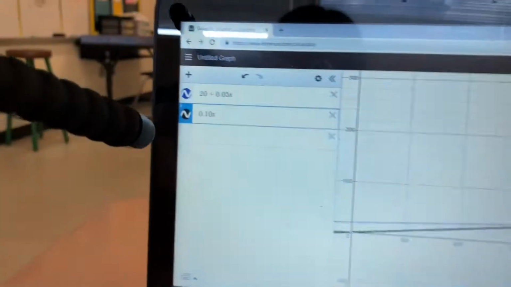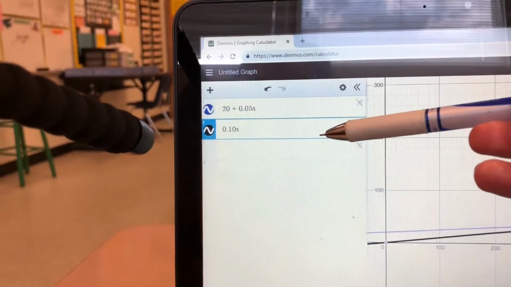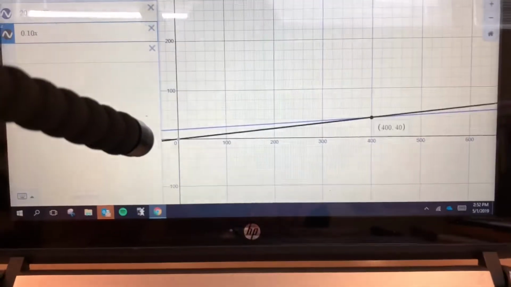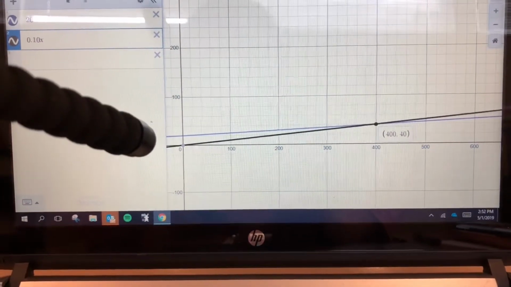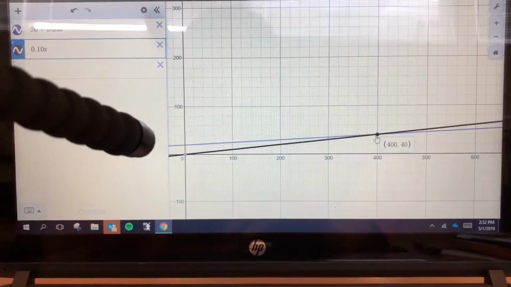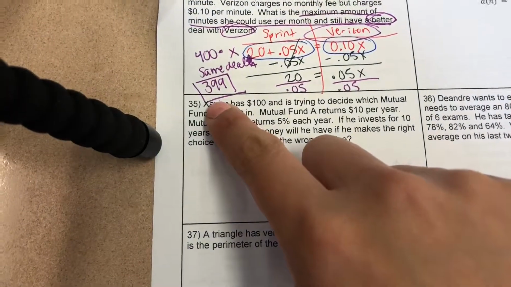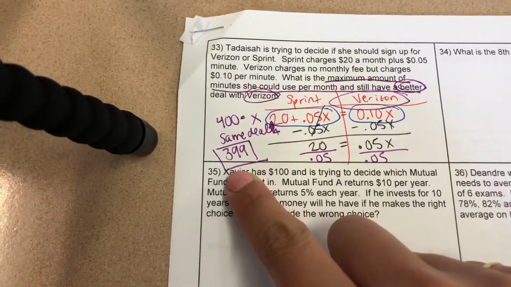I could plug it into Desmos. So the top one right here, that would be Sprint, and this one would be Verizon. I could take a look at the system of equations, and right here I have 400, so that matches. The bottom line is Sprint, so right before it would be 399, which would be why Verizon at 399 would be the best deal.